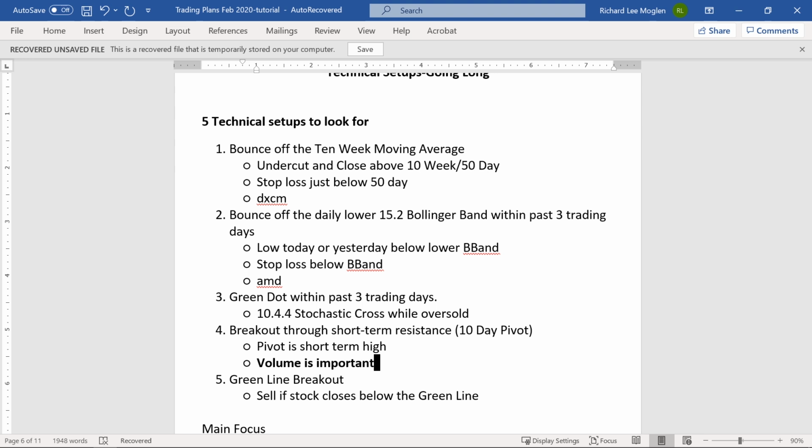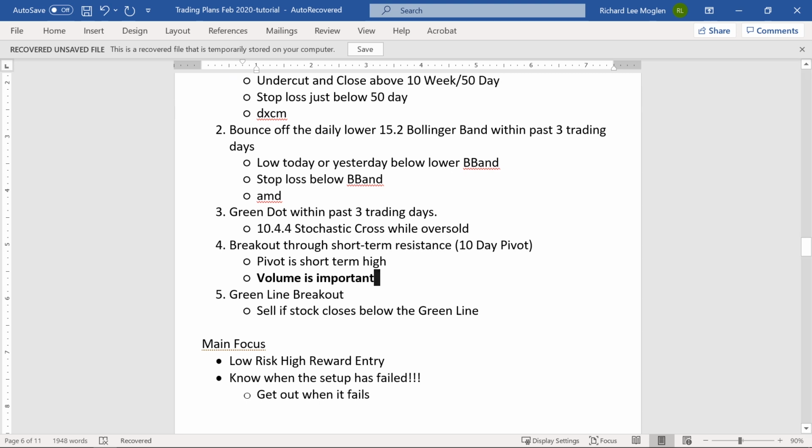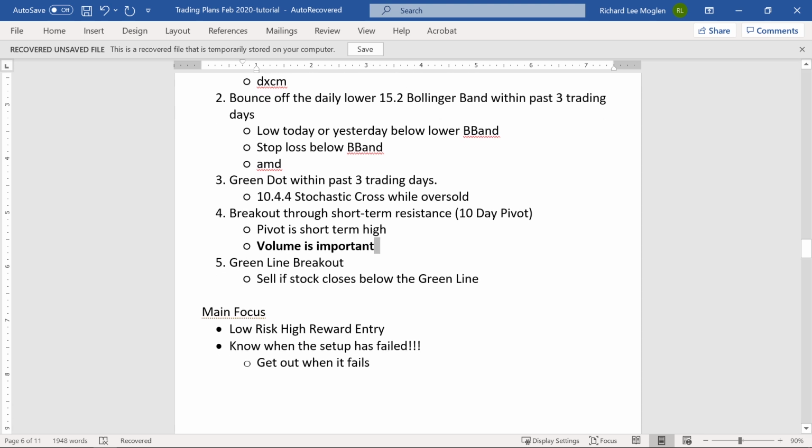So overall, once again, these are the 5 setups I look for. And once again, we're looking for low risk, high reward entries. So you don't have to be using my exact setups, but they should be similar in the fact that you know when you're wrong and you get out quickly when you are wrong.